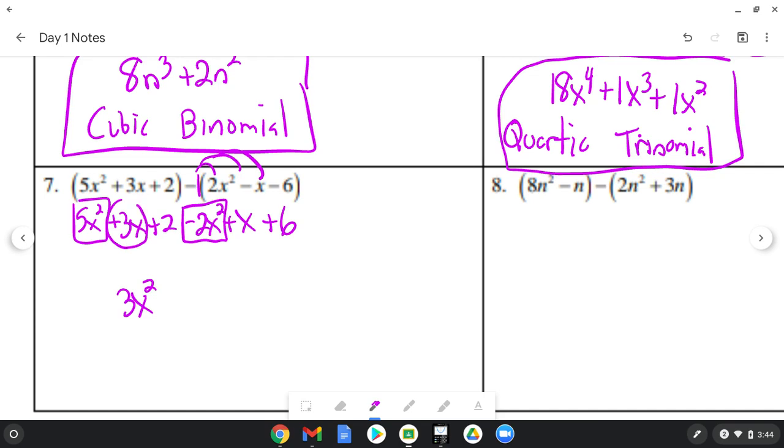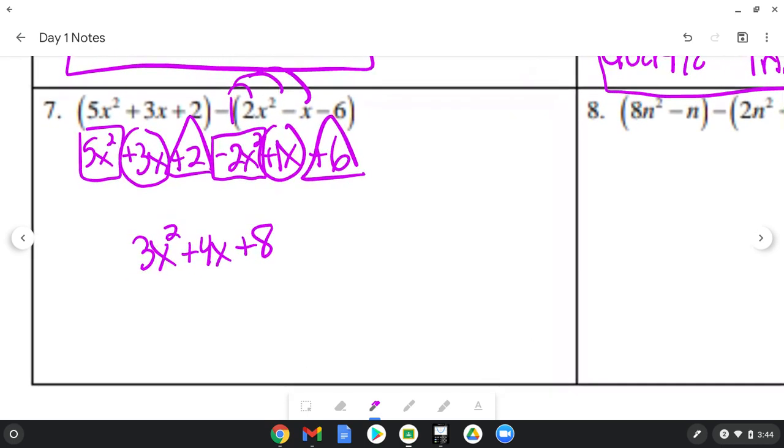This plus 3 and this plus 1 would give me plus 4. And then this plus 2 and this plus 6 would give me plus 8. So now if I were to name this, to the second degree, that's my degree, that's quadratic. And then there's 3 terms, so that's a trinomial.